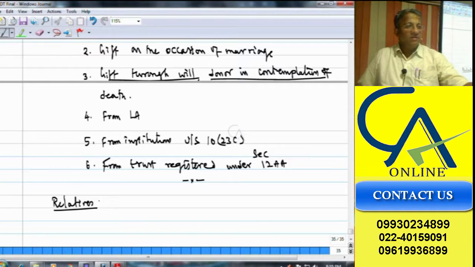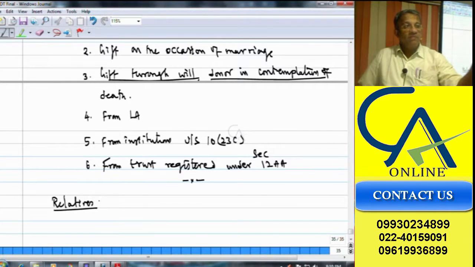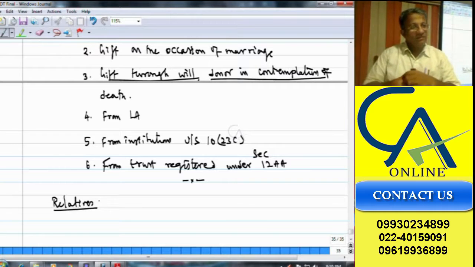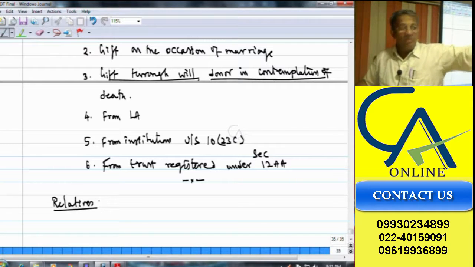Then, any lineal brothers and sisters of either of the parents of the individual. Then lineal ascendants and descendants of the individual. Lineal ascendants and descendants of the spouse of the individual. And the spouse of the above persons. In the case of HUF, members of the HUF.